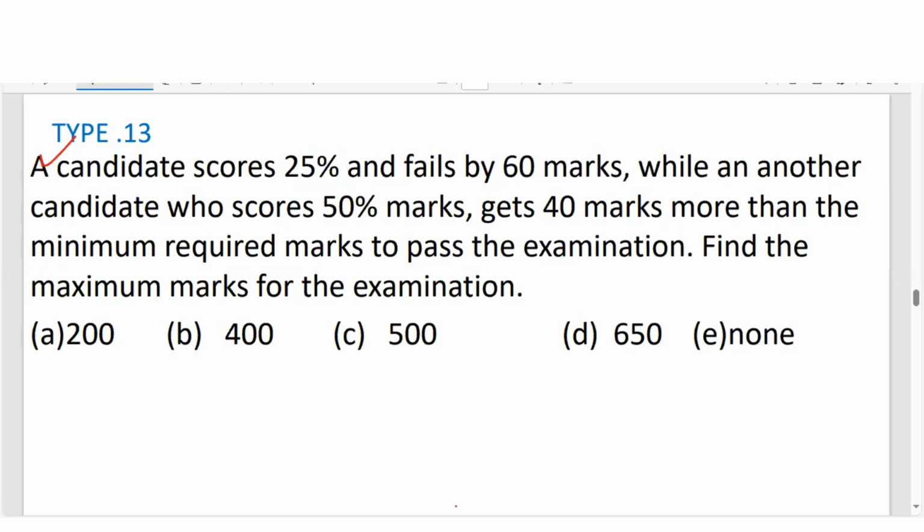Everyone, I am going to start a very important question of quantitative aptitude. The topic is percentile. Let us see the first question.